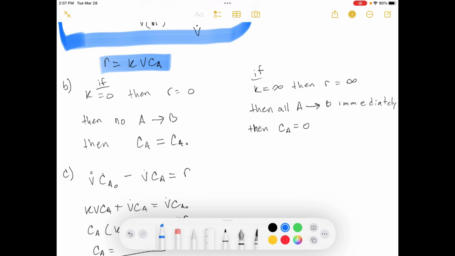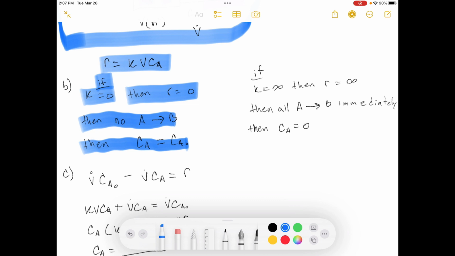All right, part B. What would you expect the reactant concentration Ca to equal if the reaction rate constant equals 0, or there's no reaction? What should it approach if K goes to infinity? Infinitely rapid reaction. Okay, let's see this one first. If K equals 0, then this rate equals 0. So that means there's no A changing with time. So no A is going to B. Then the concentration won't change. So the concentration in the tank will be the same as the concentration of the stream going in.